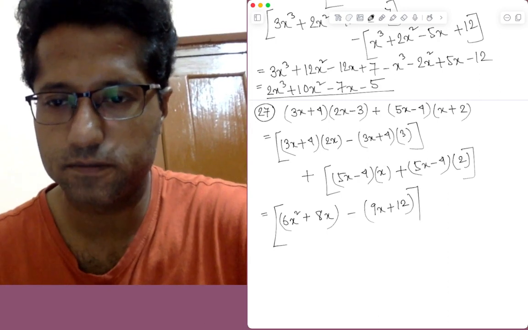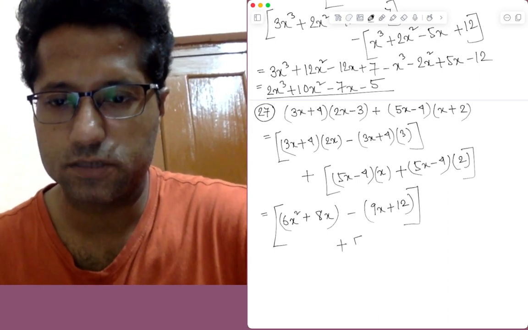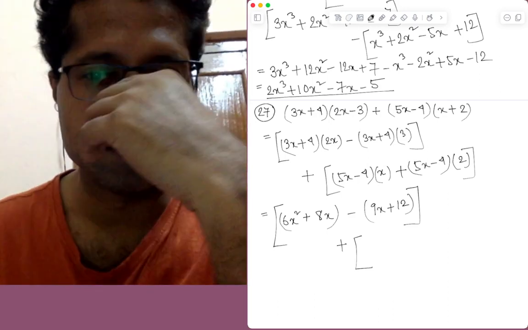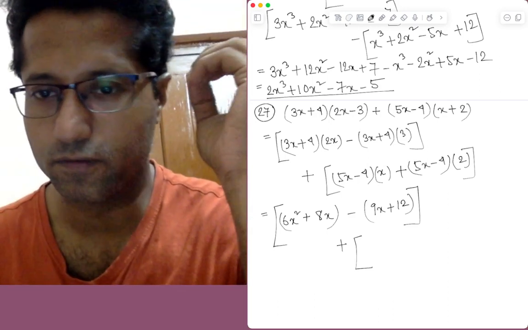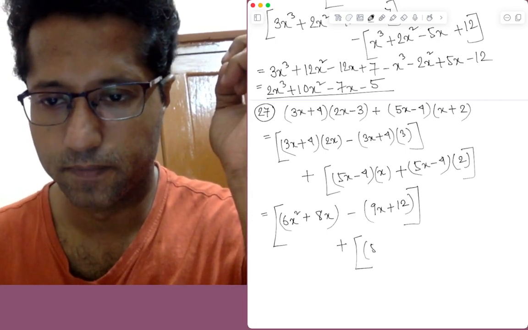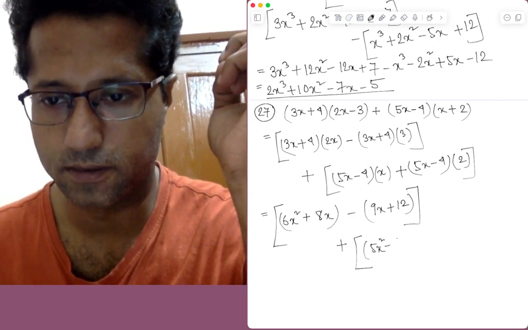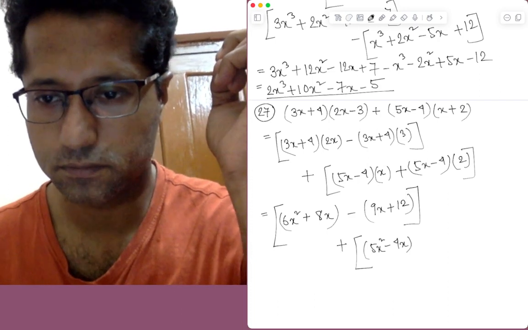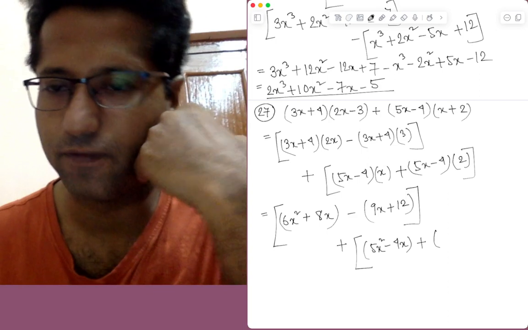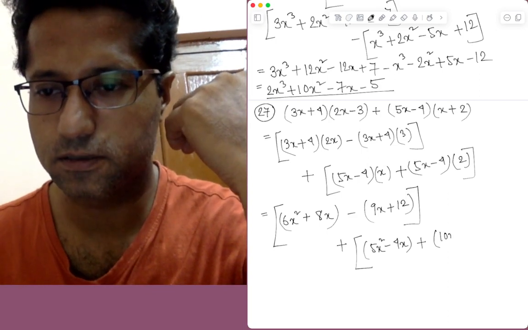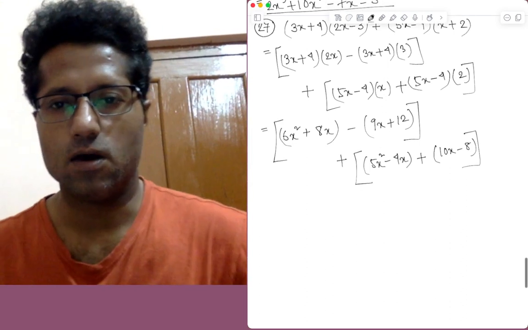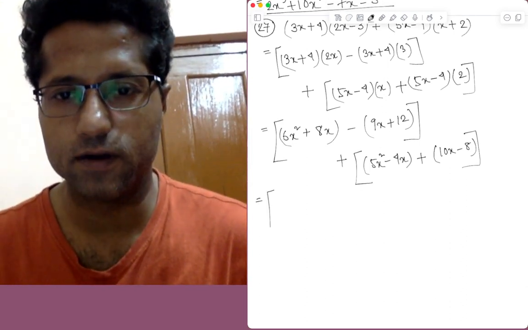So we have this. Now similarly, we do for the second square bracket, simplify the expression inside the second square bracket. So we have to multiply x with the 5x minus 4. This becomes 5x square minus 4x, and again we multiply 2 with the binomial 5x minus 4. This becomes 10x minus 8. Okay, now we have to simplify it further.